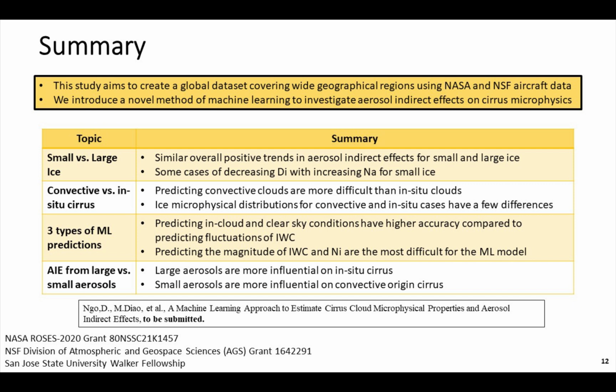For the 3 types of machine learning predictions, we found that predicting in-cloud and clear sky conditions has higher accuracy compared to predicting the fluctuations of ice water content. And predicting the magnitude of ice water content and NI are the most difficult for the ML model. And finally, for the aerosol indirect effects, we found that large aerosols are more influential on in situ cirrus and small aerosols are more influential on convective origin cirrus.